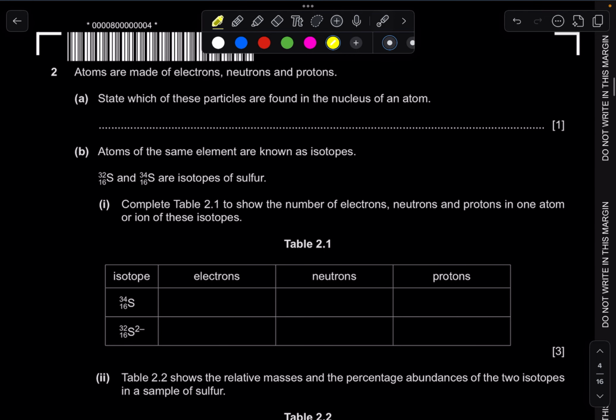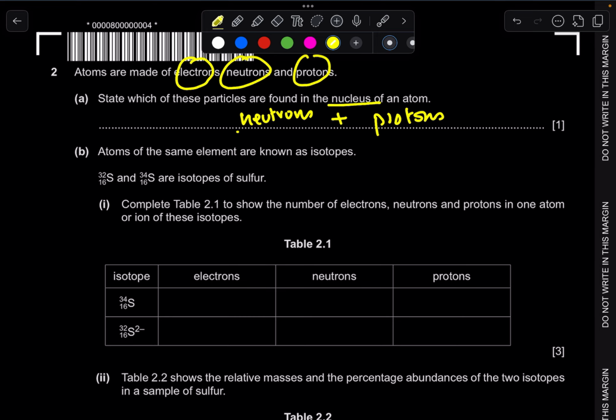Next question states that atoms are made up of electrons, neutrons, and protons. State which of these particles are found in the nucleus. I guess that's basic enough. That needs no explanation. Neutrons and protons are found in the nucleus, and these two together are also called nucleons.